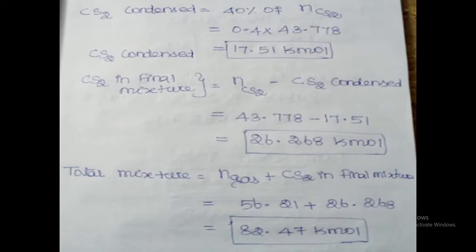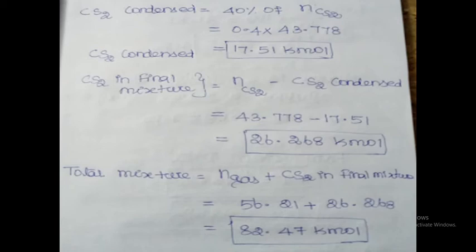From that mole, 40% of CS2 is condensed out, which means 0.4 times the number of moles of CS2. 0.4 into 43.778. CS2 condensed mole is 17.51 kilomole. Are you clear or not? Okay. So how much CS2 is present in the final mixture, how will we calculate? Initially how many moles are present, how much CS2 is condensed, how many kilomoles are present in the final mixture, we are going to calculate easily, right?